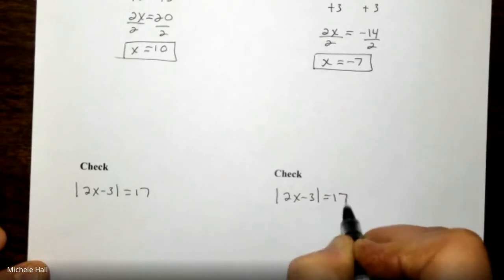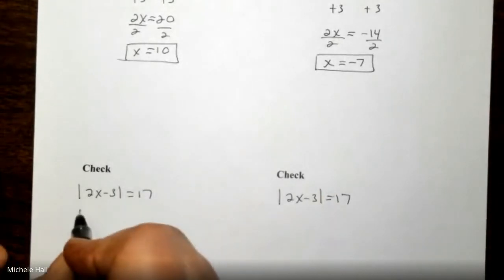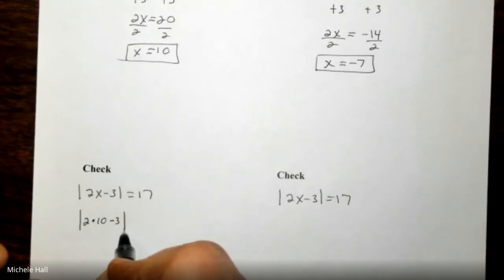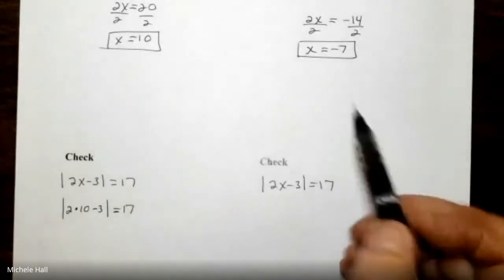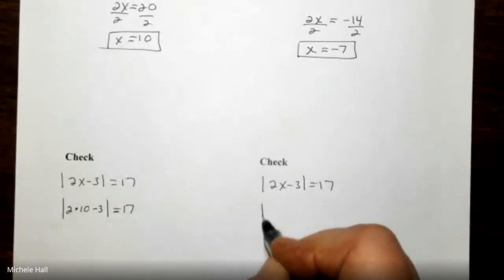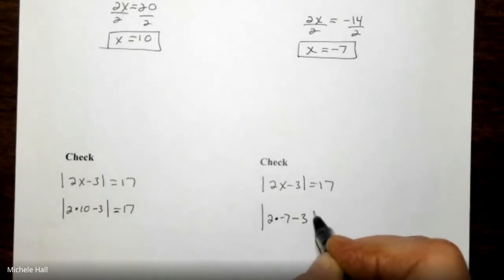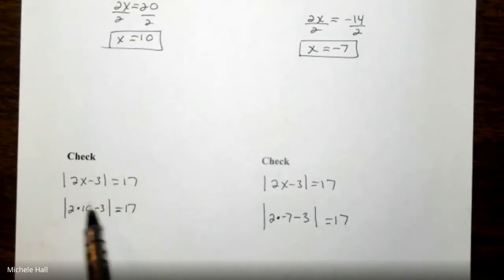We're checking our solution. We got x equals 10 on the first one, so I'm going to substitute that in. 2 times 10 minus 3. And I'm going to substitute in -7 on my second check. 2 times -7 minus 3. And then we need to simplify. Are there any parentheses in here to simplify? No. Any exponents? No. Any multiplying or dividing? Yes. I start with that first.